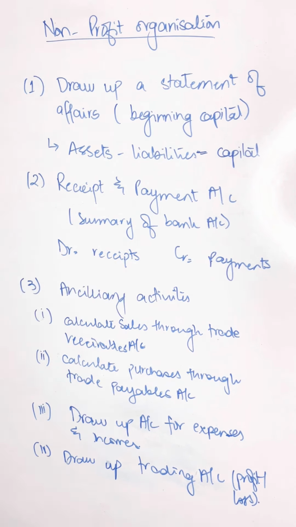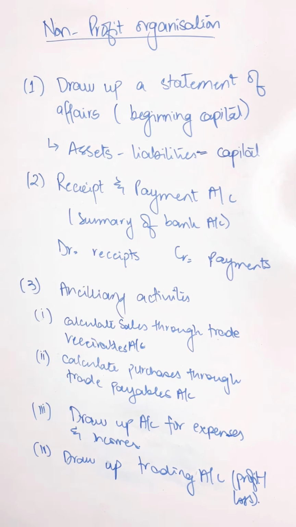Then thirdly, you're supposed to draw ancillary workings. You have to calculate ancillary activities, which basically means you have to calculate sales. For instance, if you are given opening and closing trade receivables and the sales value is not given, you will be making the T account and calculating the sales. In the same way you can calculate the purchases through the trade payables account, and then you can also draw up an account for the expenses and incomes. For instance, you can make an expense account for the electricity and make up an income account for rent if you are supposed to receive it.